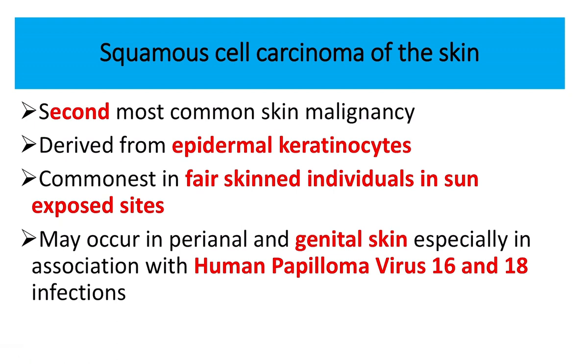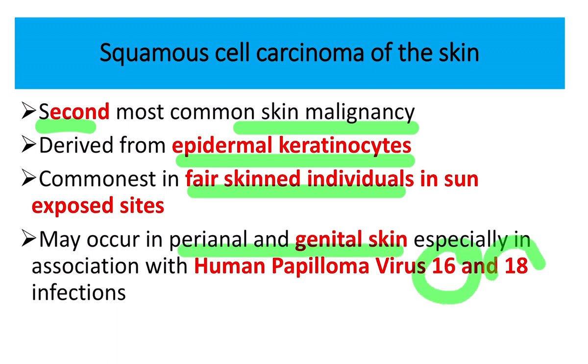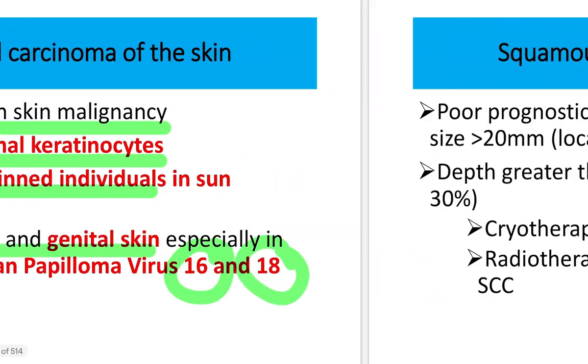And let's see in short about squamous cell carcinoma. It is the second most common malignancy, derived from the epidermal keratinocytes, and commonest in fair skinned individuals. In sun exposed sites, it may also occur in perineal and genital skin, especially when associated with human papillomavirus 16 and 18 involvement. So squamous cell carcinoma usually presents in sun exposed areas in white people, and it may present in the anogenital area in case of human papillomavirus 16 and 18 infection.